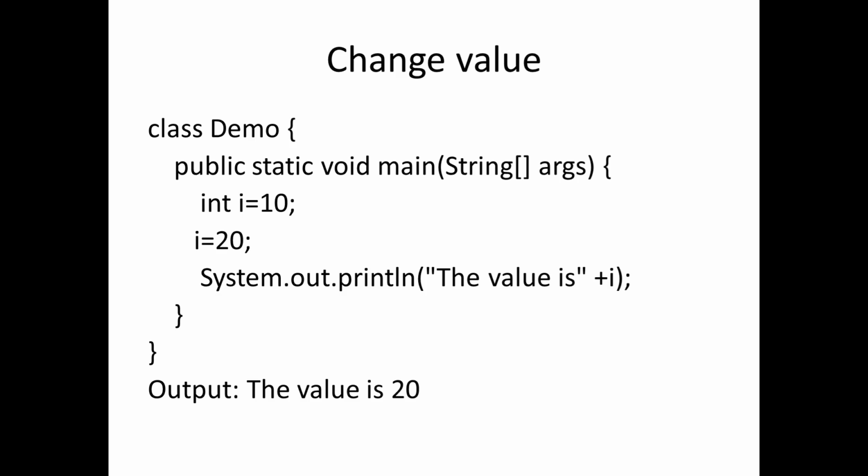That means if you assigned a value to a variable, and if we change that value, every time the updated value will be taken into account. So the i value is 10. If it is updated to 20, 20 will be printed.